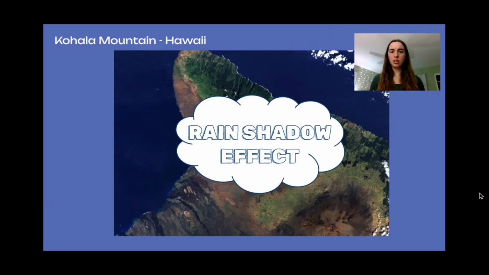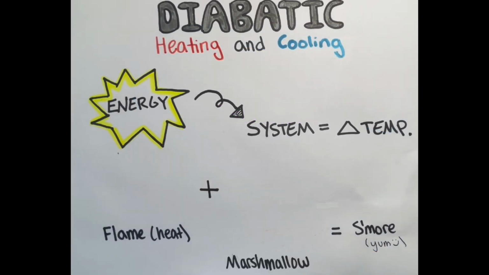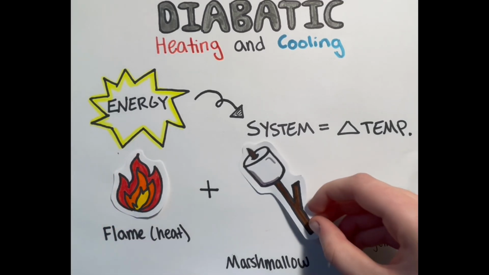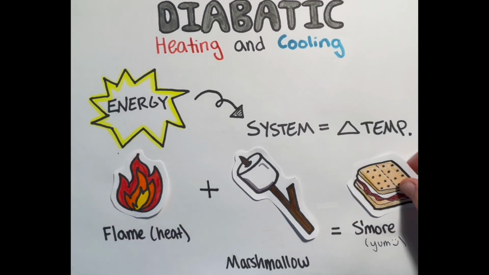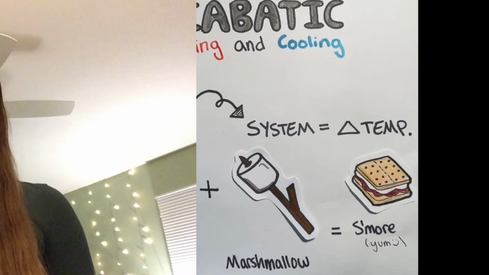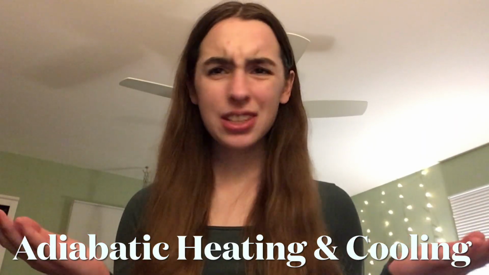Now, in order to understand the rain shadow effect, we first need to understand a process called adiabatic heating and cooling. Typically, when you think about temperature change, you're probably thinking of diabatic heating and cooling, meaning the addition or removal of energy from a system to change the temperature of a substance. But what if you could heat something, in this case air, without the addition or removal of energy? This is what I meant earlier when I mentioned adiabatic heating and cooling. But how is this even possible?